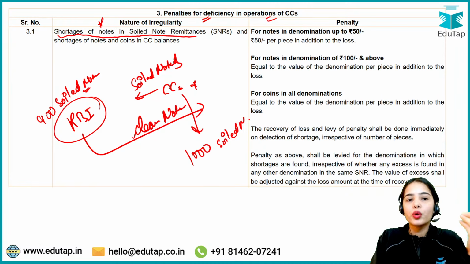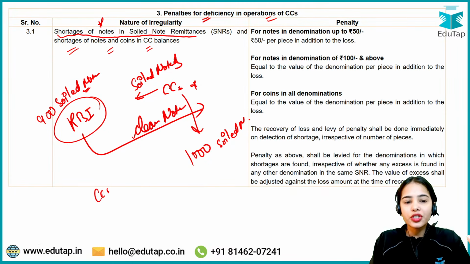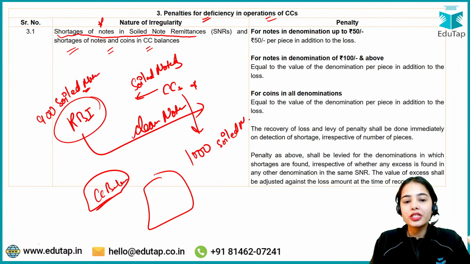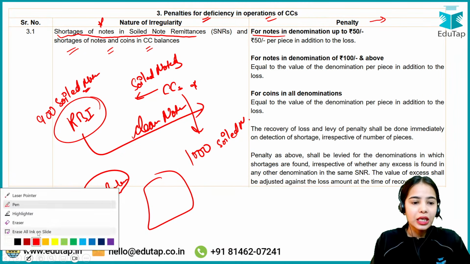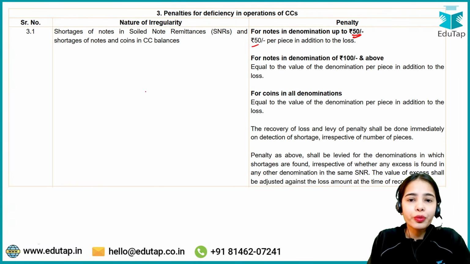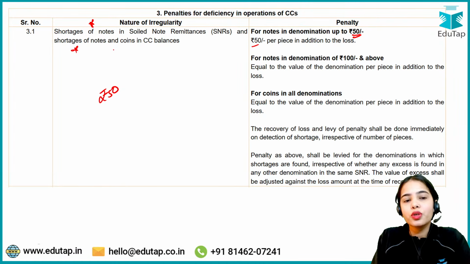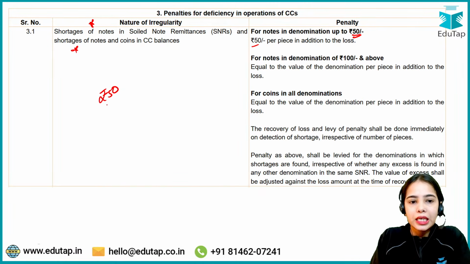So if there are shortages of notes in the soiled note remittances that have been sent to the Reserve Bank of India, and if there are shortages of notes and coins in the currency chest balance, then there will be a penalty. For notes in denomination up to 50 rupees, if they are lacking, the penalty will be 50 rupees per piece, plus the loss that has happened.